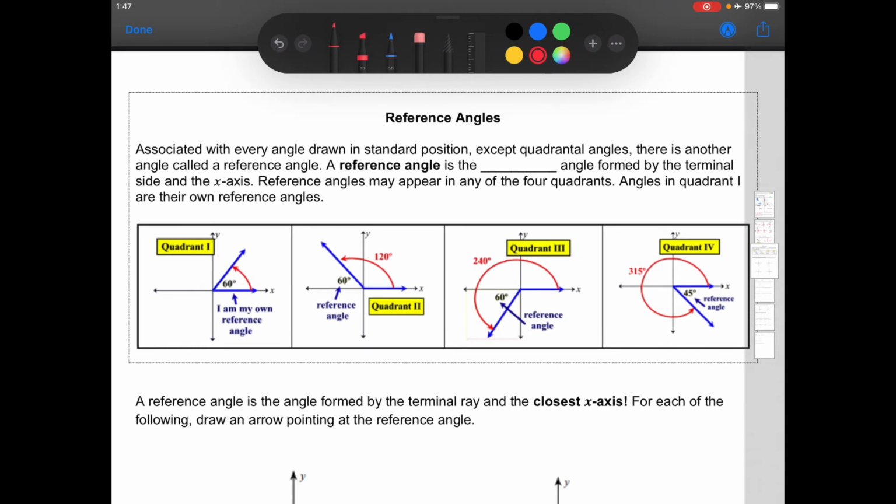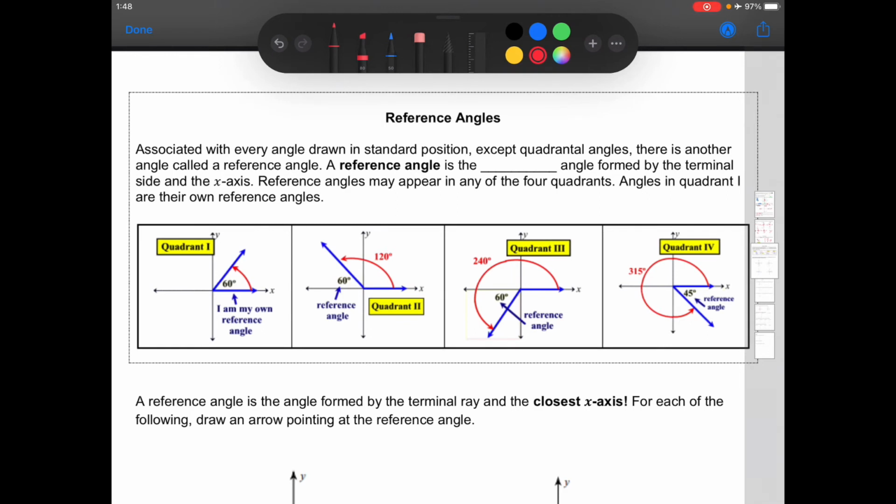Okay, this is the most important concept that we need to know: reference angles. I'm telling you, once you understand this, it'll be so much easier finding angle values, and you'll see as we go along in the unit that it is of key importance.